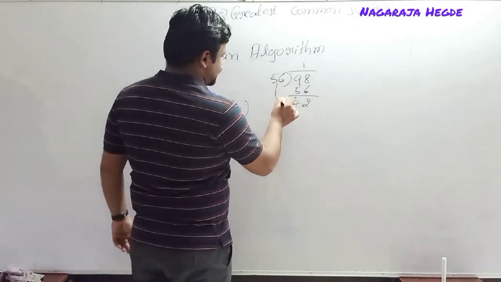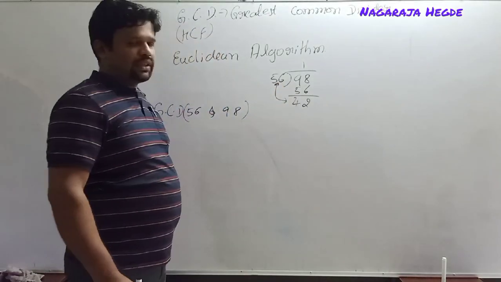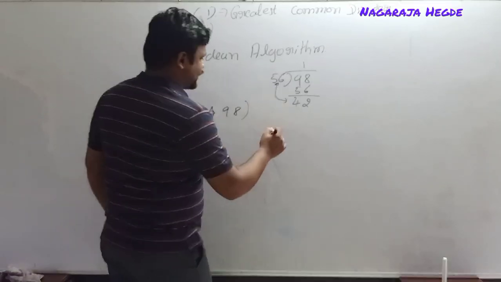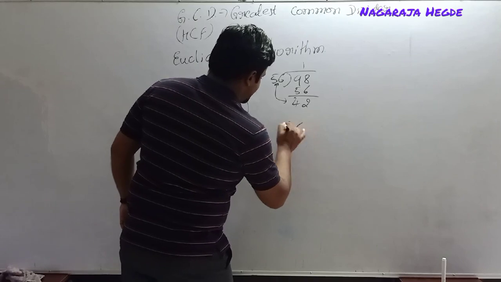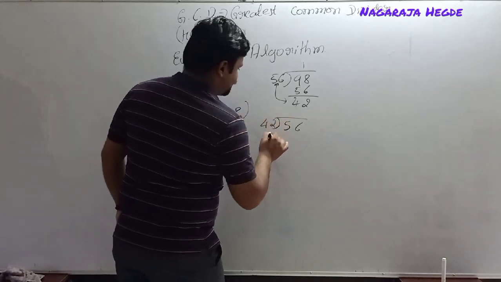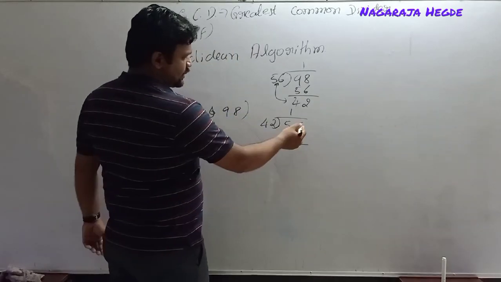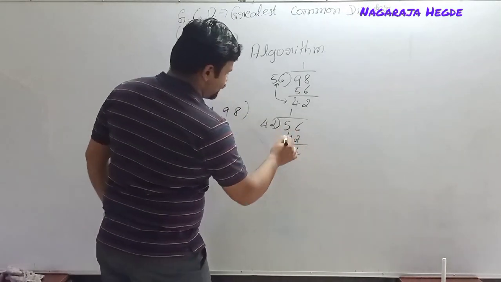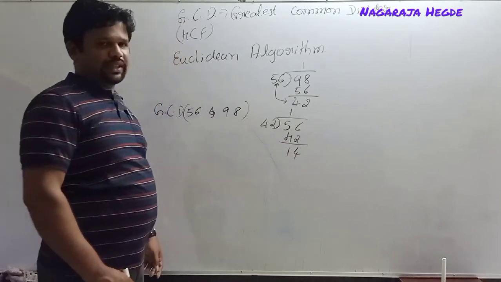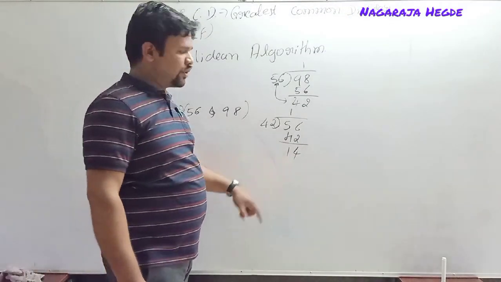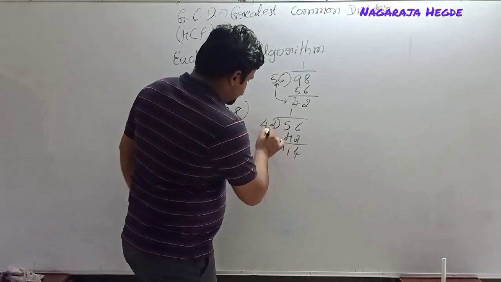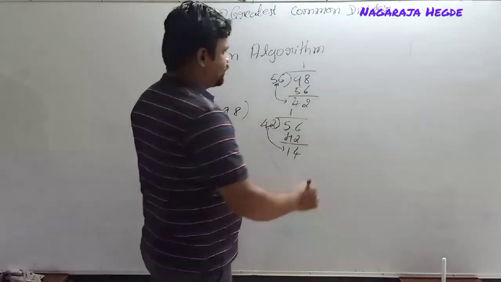Now take these two numbers, 56 and 42. If you divide 56 by 42, 42 once is 42. What are we going to get? 56 minus 42 is 14. So what remainder are we going to get? 14. Now take 42 and 14.